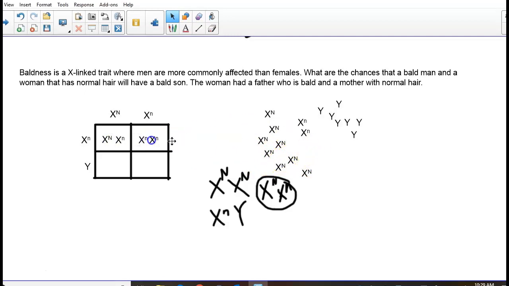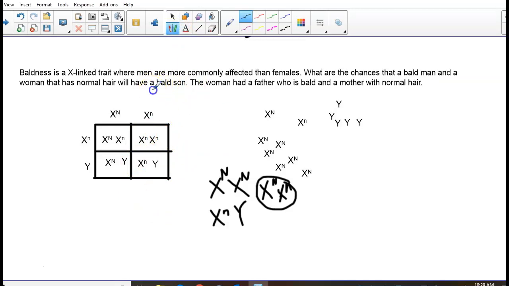By plugging in all these nifty little X's and Y's. And the question is asking, what are the chances of them having a bald son? So if I take a look here, of the 4 possibilities, I have a normal female, a bald female, a normal male, and a bald male. So the answer to this question is not 50% because I asked what is the chance of having a bald son. So the answer would be 25%.